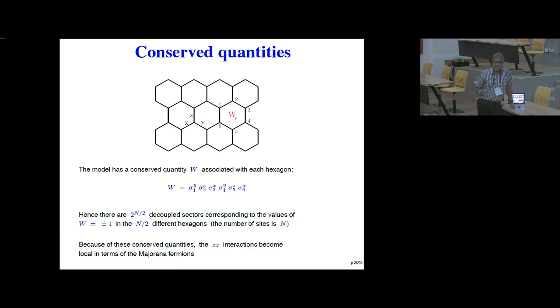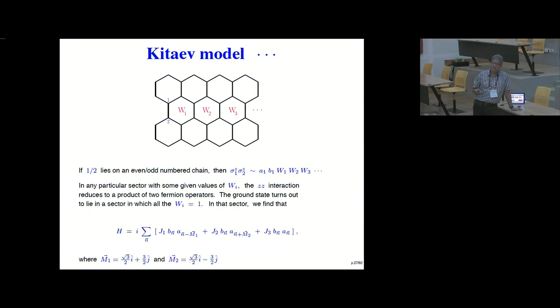Now, because of these conserved quantities, it turns out that the Z-Z interactions become local in terms of the Majorana fermions. So how is that? If you have this interaction between sigma 1 Z, sigma 2 Z, as I said, in terms of fermions you'll get the product of these two fermions times a string, a Jordan-Wigner string going like that. But if you look carefully at that string, you'll see that it's actually a product of these operators, W1, W2, W3, and so on. Okay, so sigma 1z, sigma 2z also has 2 Majorana fermions here, and then a product of W's. So depending on which sector you are in, all these W's take some fixed values, plus minus 1. And also, this removes 2 of the Majorana fermions. So something which is 4th order in the fermions is now left with something which is 2nd order, quadratic.